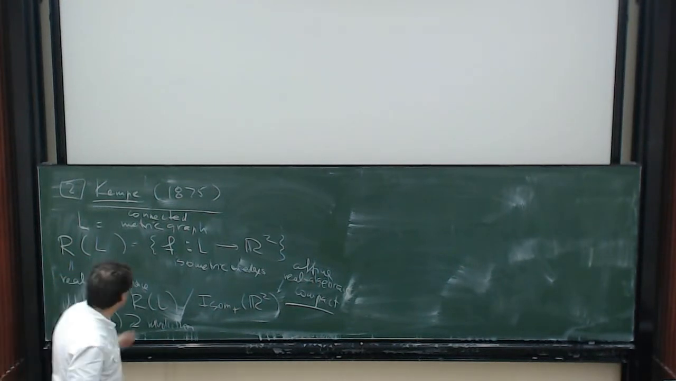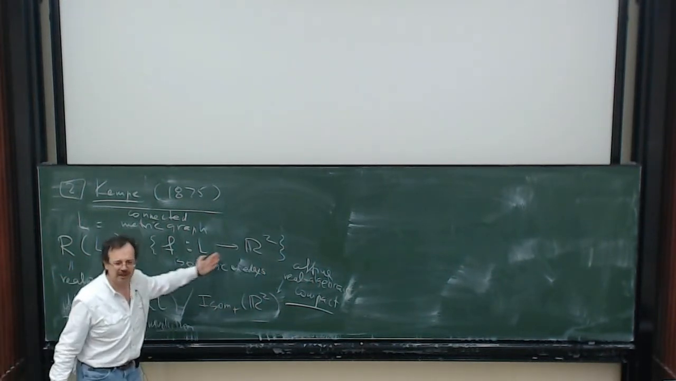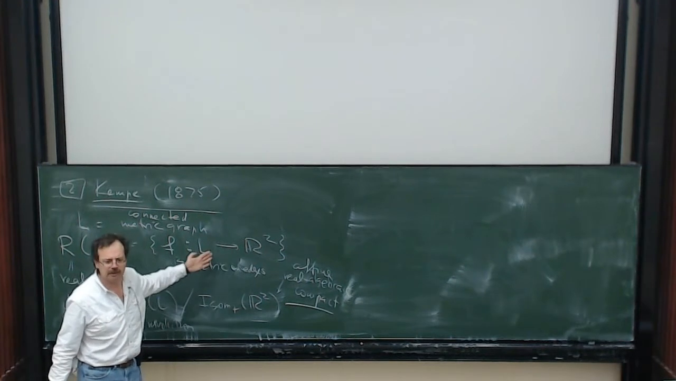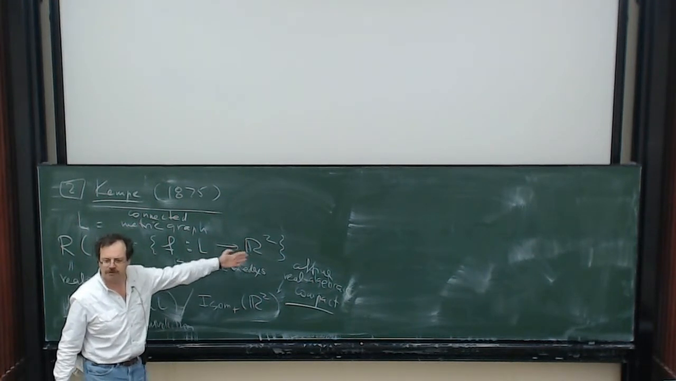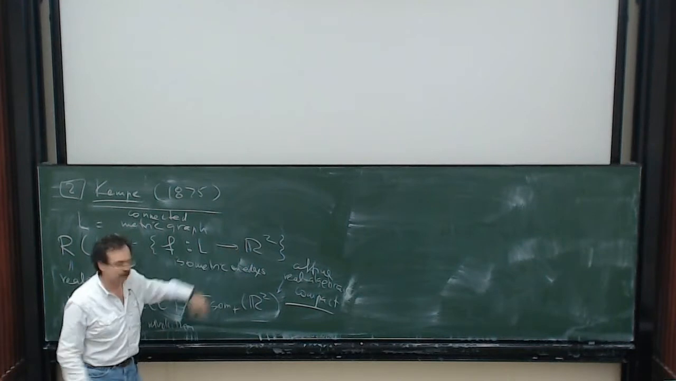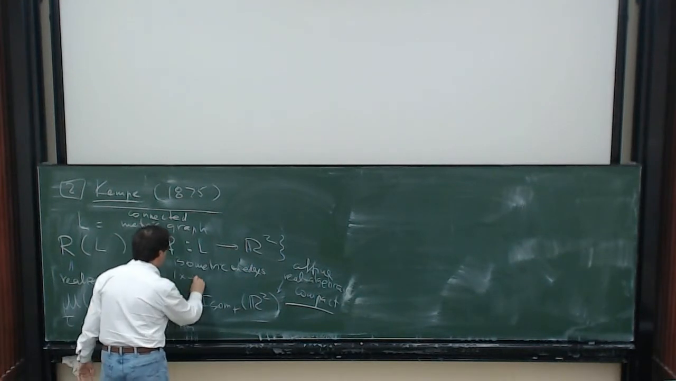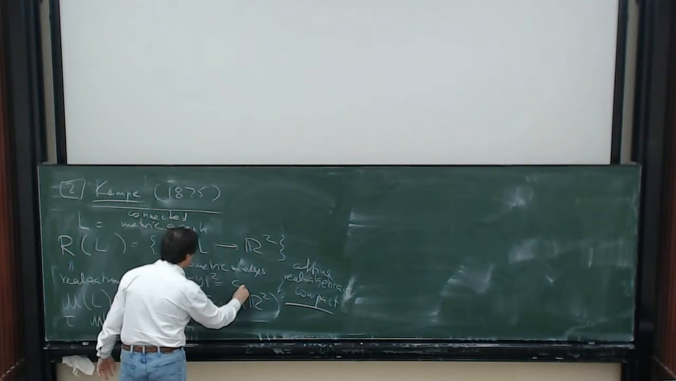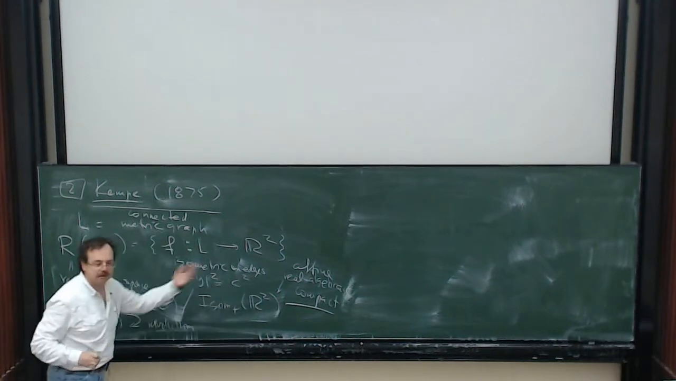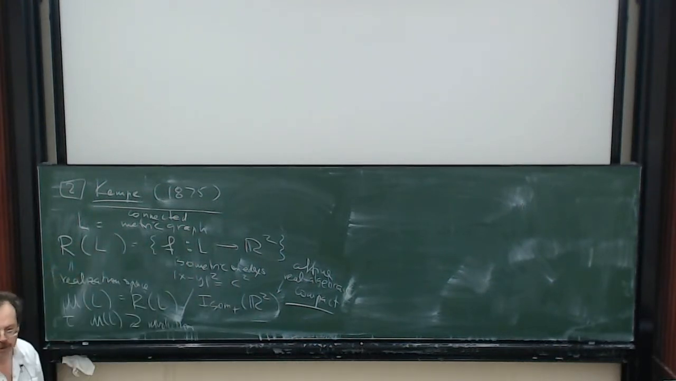Why is it real algebraic? Because it's clear that this condition is an algebraic equation of the second degree, right? We're just preserving the distance, okay? So the equation will be (x minus y) squared is equal to some constant squared, right? A second order polynomial equation.